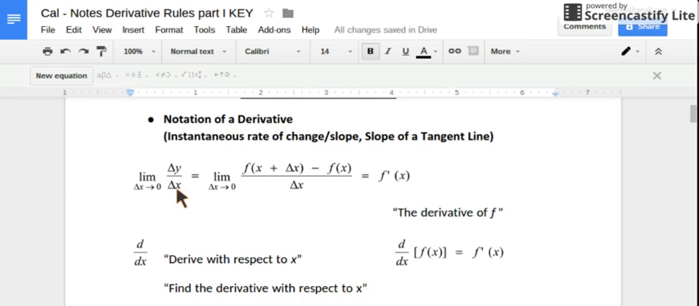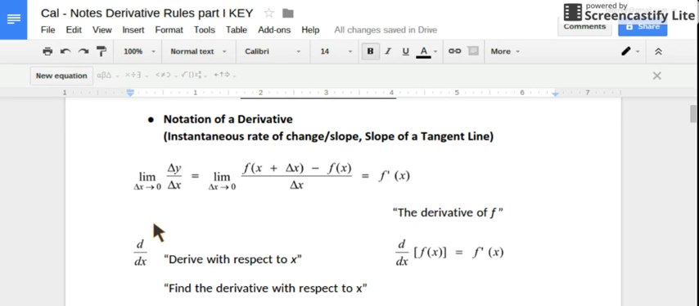We started with our slope formula, change in y over change in x, and we're going to find the limit as the change in x approaches 0. That's representing the slope of that tangent line. You could also represent it using the difference quotient, but really all of that could be simplified to this simple notation where we just put an apostrophe next to the function name, and that represents the derivative of f, or the derivative of the function f.